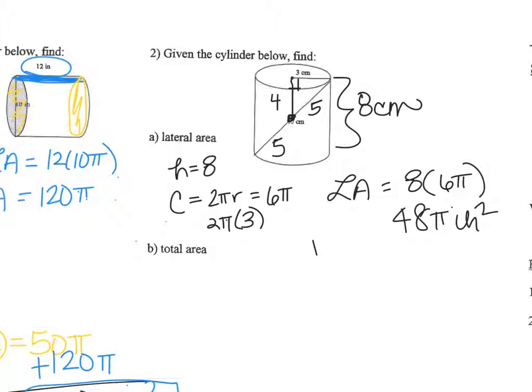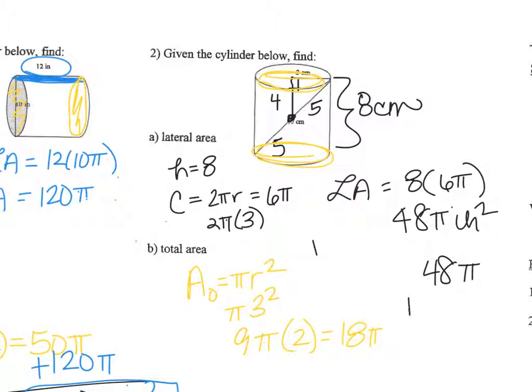To get the total area, we need to find the area of the two bases. So we have one base right here and one base right here. So we would have area of circles, pi r squared. We have pi times 3 squared, which is 9 pi. Since we have two bases, that would be 18 pi. So the total area would be 48 pi plus 18 pi. We end up with 66 pi inches squared for the total area.